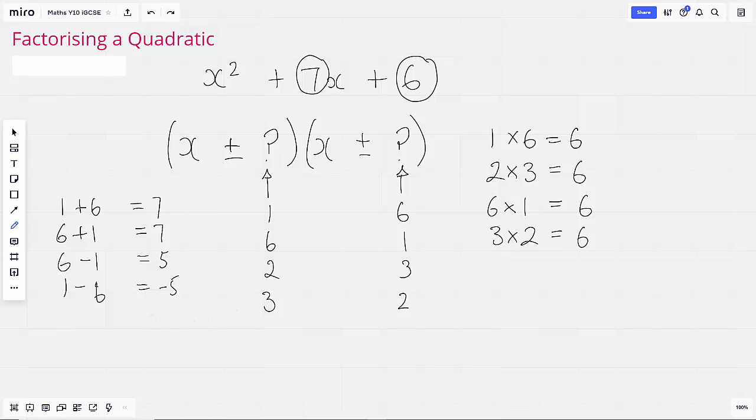Alright, let's do the same with the 2 and 3. I've got 2 plus 3 will give me 5. I've got 3 plus 2 will give me 5.